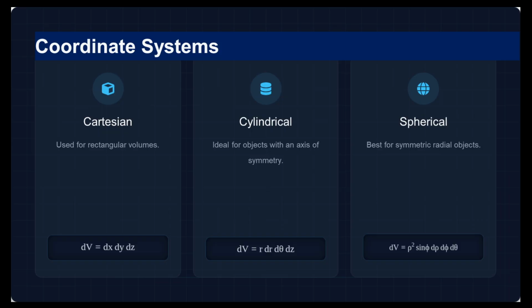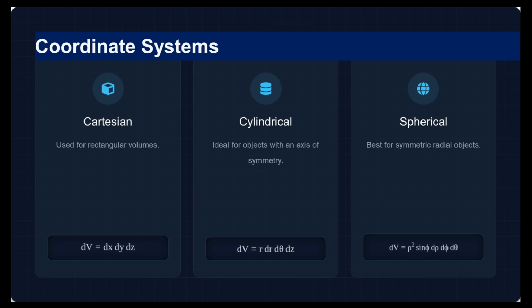Changing the coordinates often makes the calculation much easier.